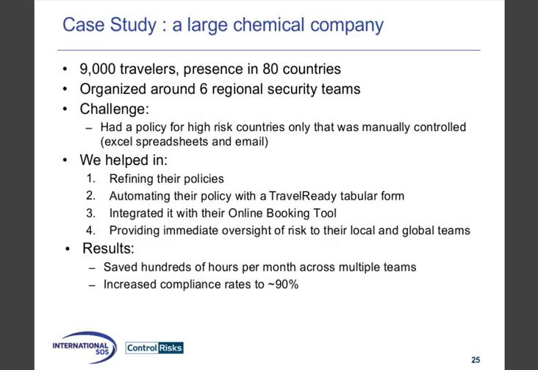At the same time, we provided them with immediate oversight of risk to the local and global teams. So the regional teams receive the validation notifications, and the global team receives the Travel Ready reports and access to the admin console. So they knew of all the travelers who are compliant and non-compliant at any given time. End result: saved hundreds of hours per month across multiple teams, and this organization's compliance rate close to 90%.